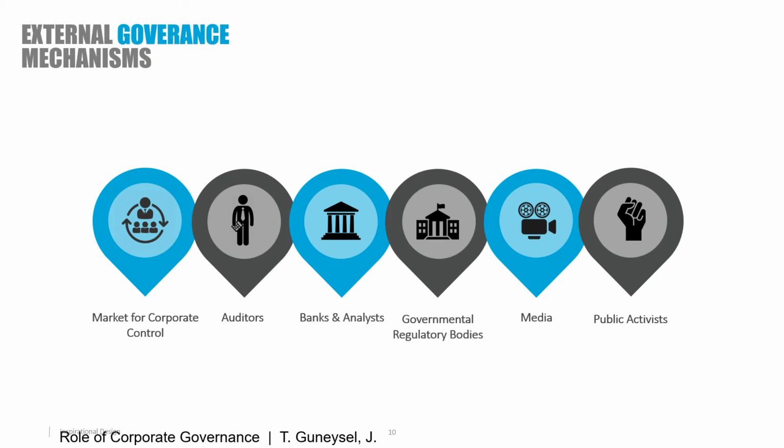Now looking outside the firm, external governance mechanisms ensure that managerial actions are leading to increased shareholder value. There are 6 mechanisms that operate outside of the organization that look to maximize shareholder value, and they are market for corporate control, auditors, banks and analysts, governmental regulatory bodies, the media, and public activists.